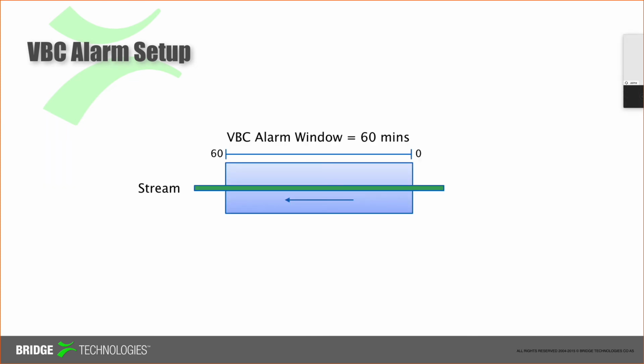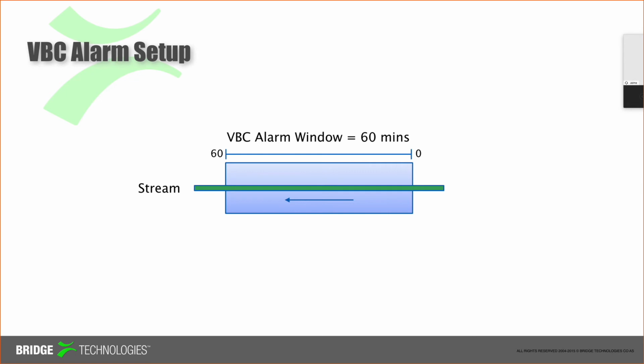Okay, so let's have a look at this in a little bit of detail. So we've got a VBC alarm window of 60 minutes. So we've got 0 on the right and 60 on the left. And we've got a stream, and that stream is all green because there are no errors and no error seconds, remember. Error seconds, not individual errors, but error seconds.